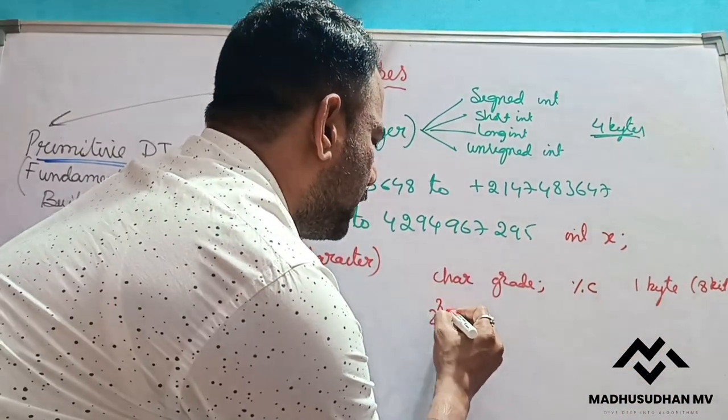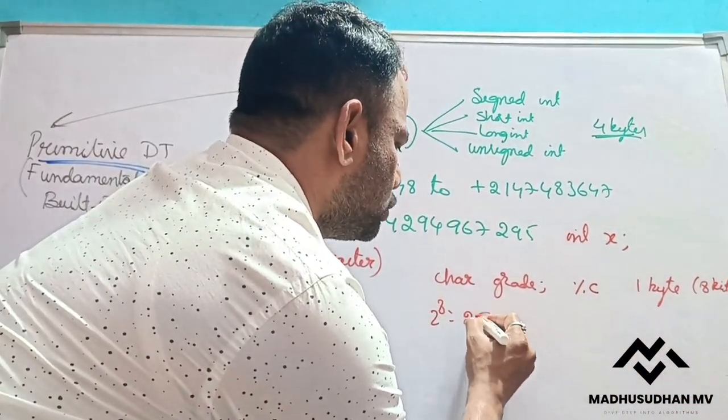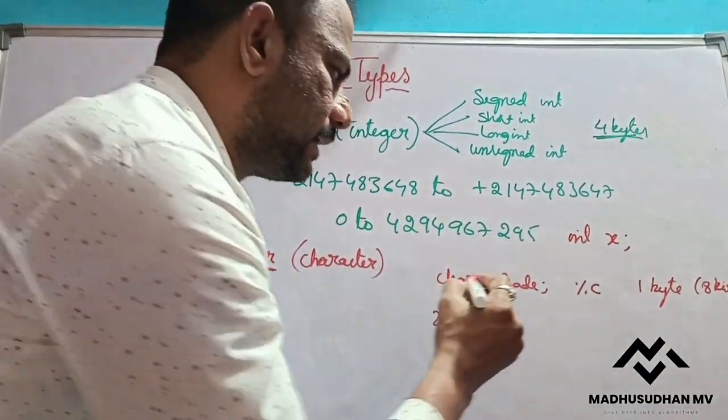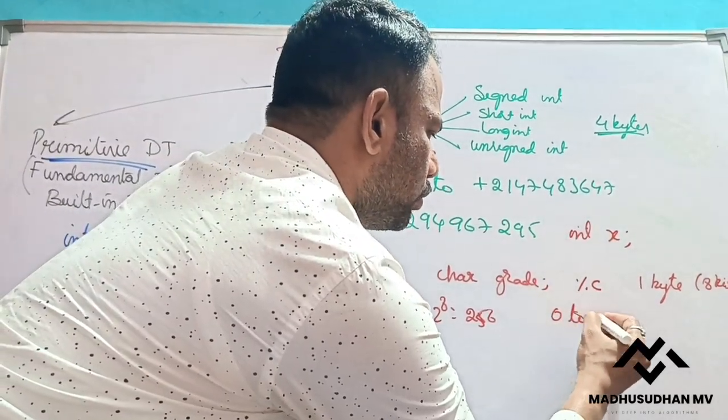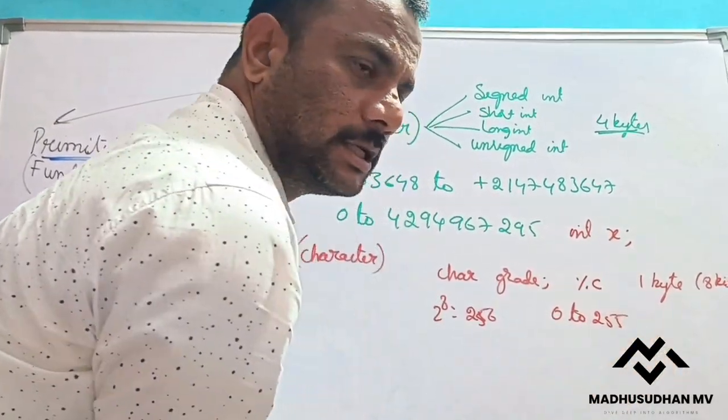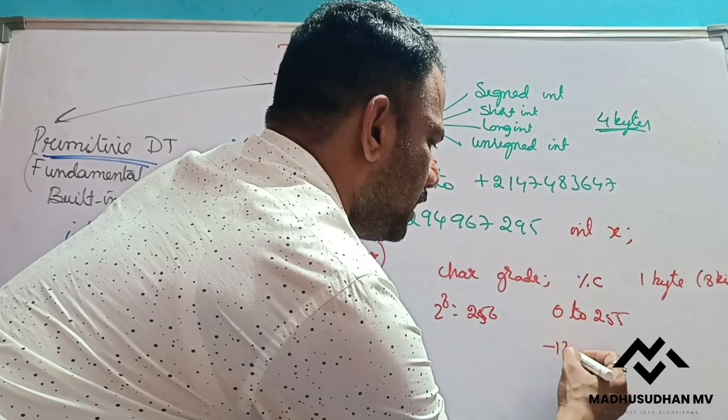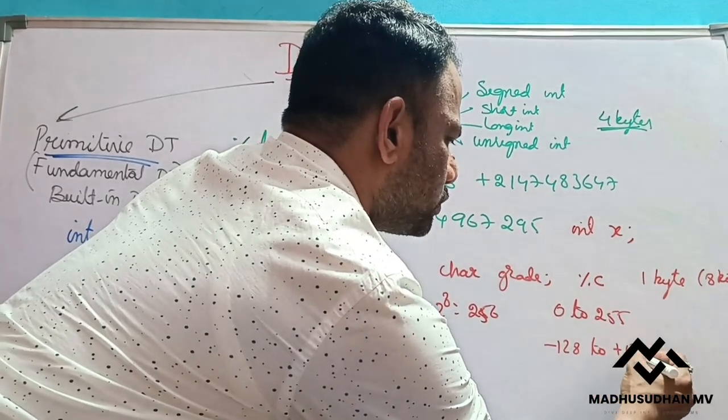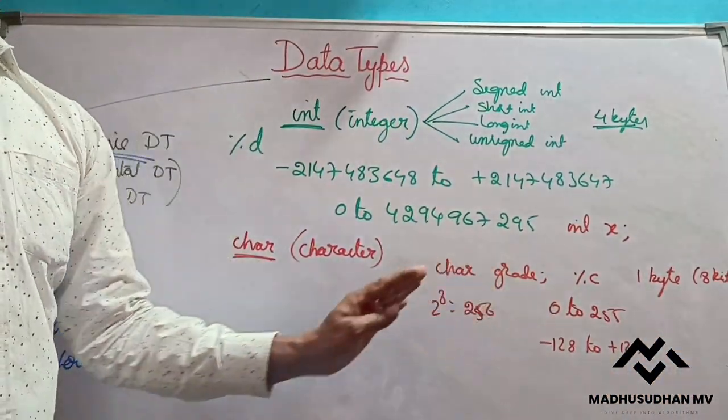So 2 to the power of 8 is equal to what? 256. So if it is an unsigned character, the range is from 0 to 255. Suppose it is signed, then it is minus 128 to plus 127. So this is the range.